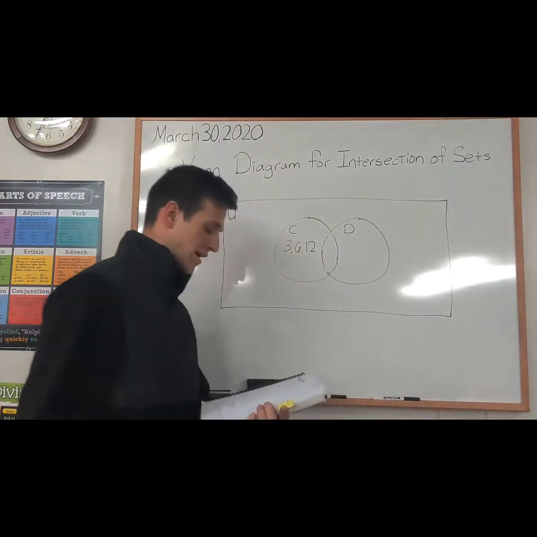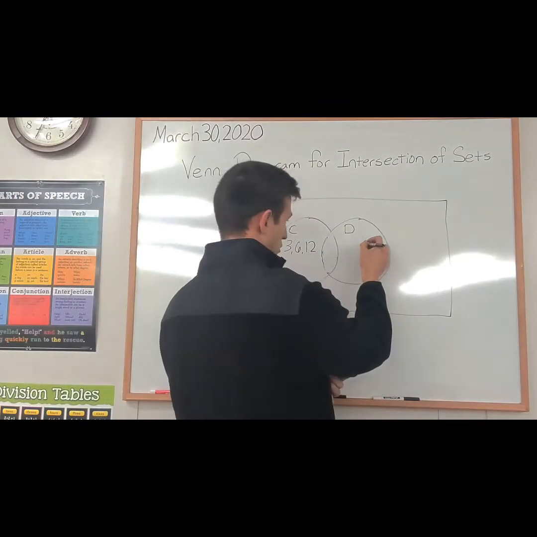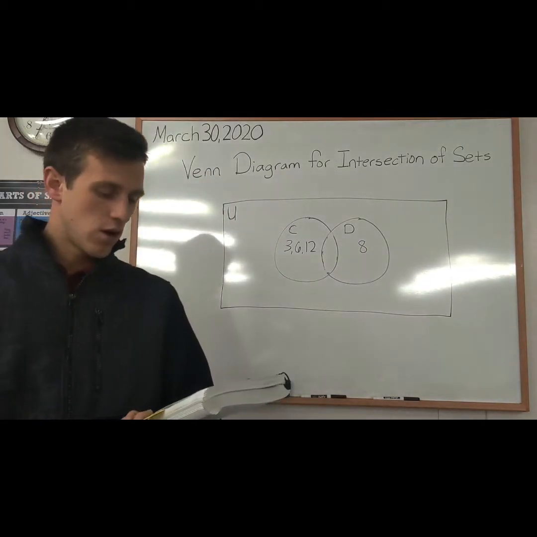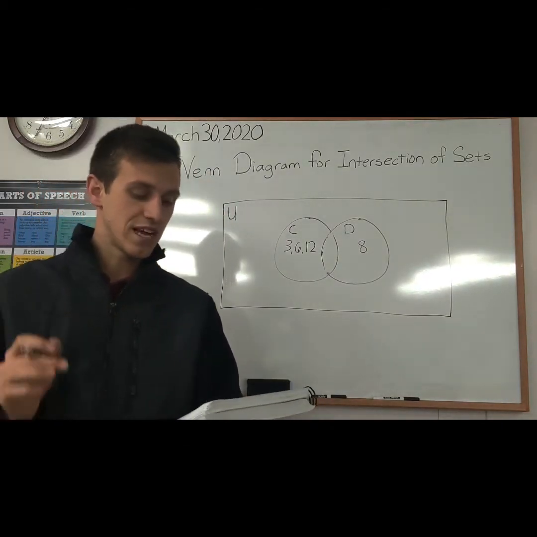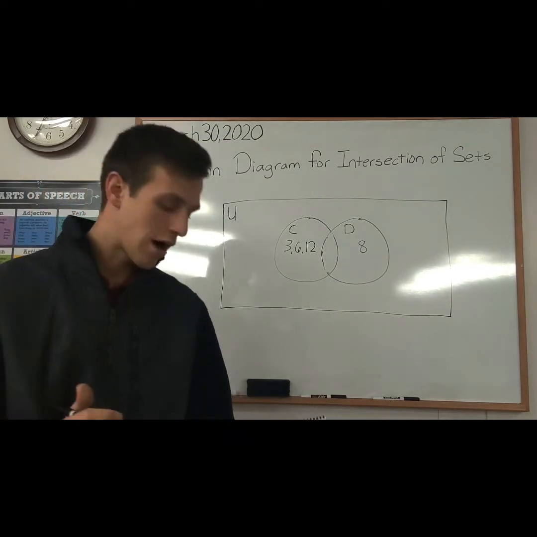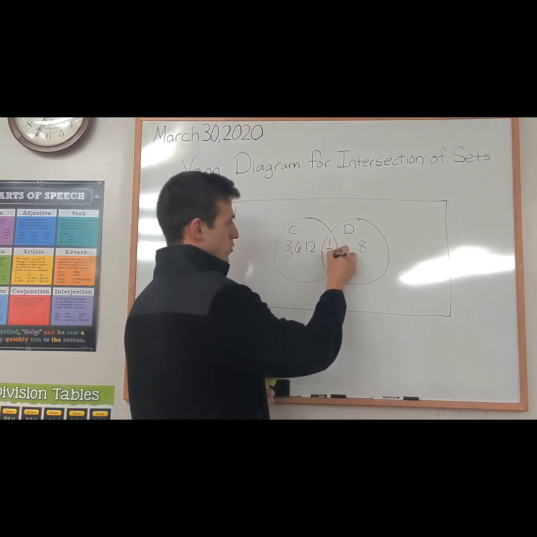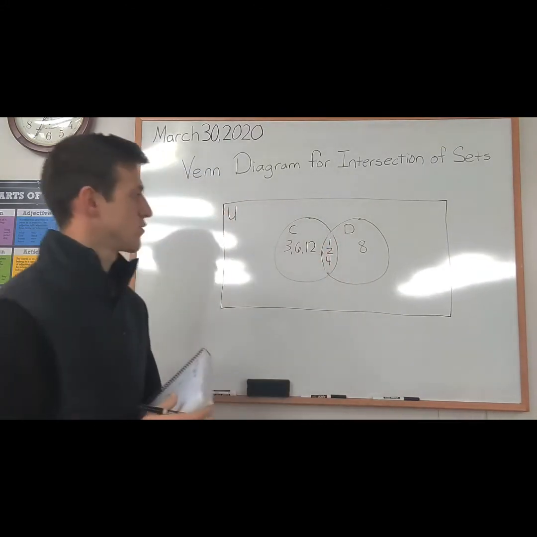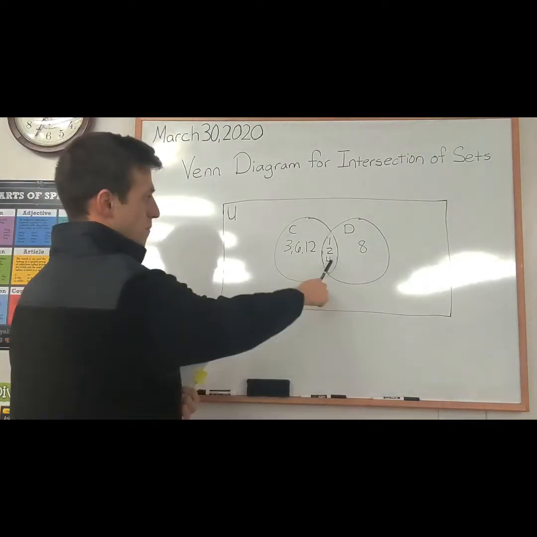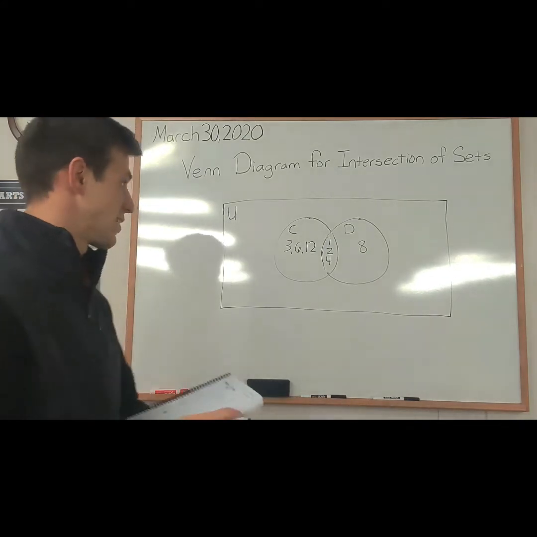And now notice we have 3, 6, and 12 over here for our factors of 12, and then for D, we just have our 8, which makes up our factor of 8. And now, the intersection of set C and D, which are the common factors of 8 and 12, are going to be 1, 2, and 4, all right? And so that is where we would put our intersection of our sets. That's what represents the intersection of set C and D, all right?